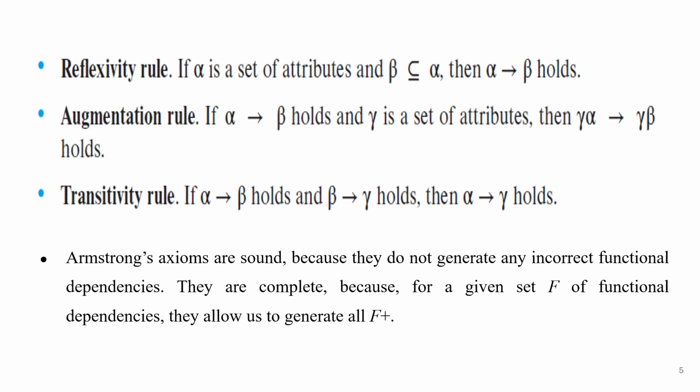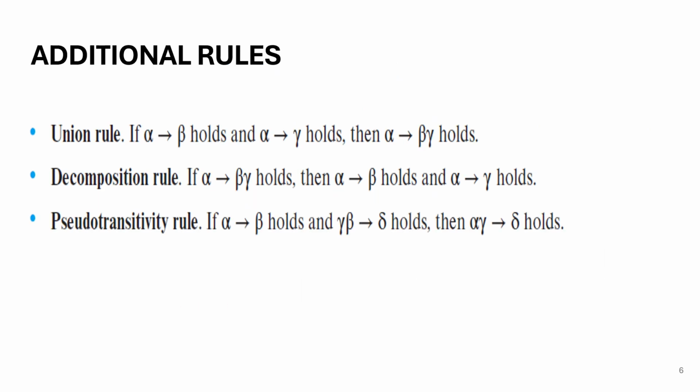For reflexivity, if alpha is a set of attributes and beta is a subset of alpha, then alpha determines beta holds. Similarly, for the augmentation rule, if alpha determines beta holds and gamma is a set of attributes, then gamma alpha determines gamma beta holds true. Then similarly for transitivity. Armstrong's axioms are sound: they don't generate any incorrect functional dependency. They are complete because for a given set of functional dependencies F, they allow us to generate F plus, the closure.